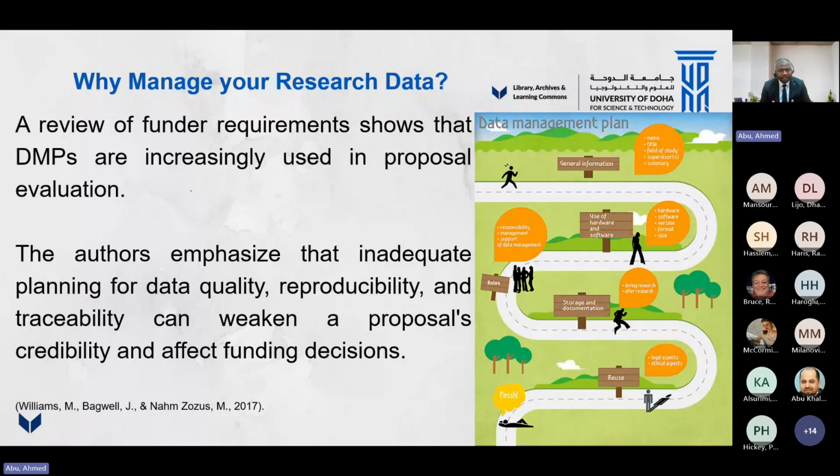So with that, during the evaluation process, they look at your DMP. Does it actually align with what the funders want? So these are some of the things we should be looking at. Another research talked about that once your DMP is very weak, it actually weakens a proposal's credibility and also affects the funding decision.